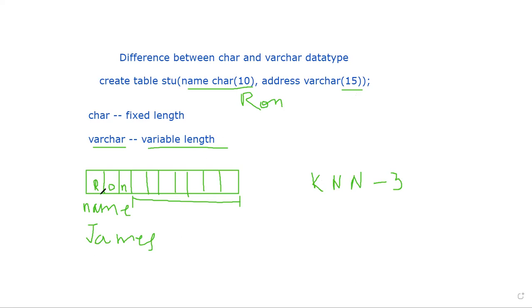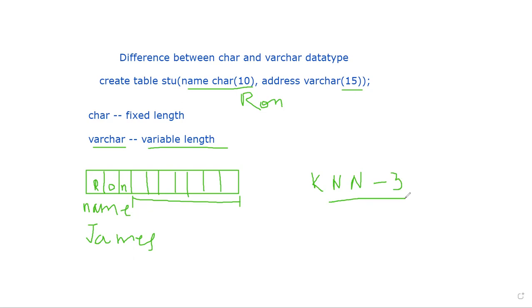Again, I am repeating what we have done. We are wasting memory. We are always reserving 10 bytes, but it is not compulsory that every time the name will be 10 bytes. Whereas in case of varchar, we have given the maximum length, that the maximum value will be 15 bytes. Out of which, whatever we are using, only that much will be used. The remaining will be available for other purposes.